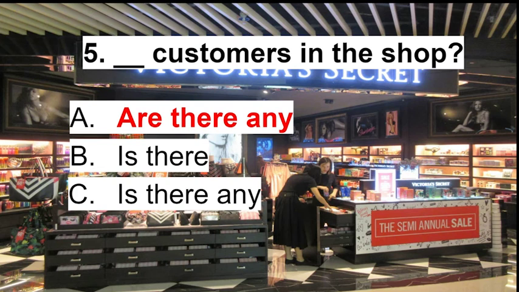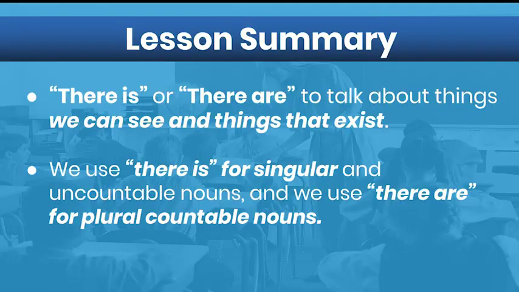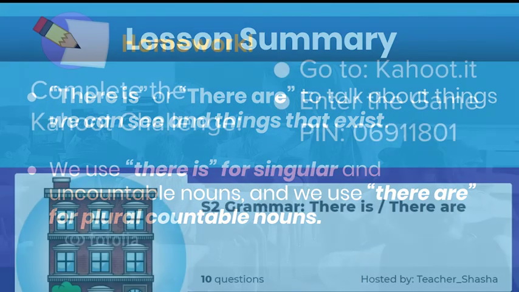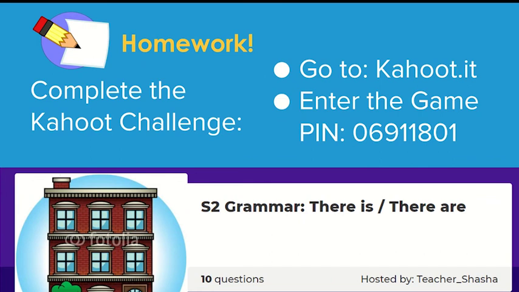Now for lesson summary. For this lesson, again, we have discussed there is or there are to talk about things we can see and things that exist. We use there is for singular and uncountable nouns, and we use there are for plural countable nouns. Now for your homework, you have to complete this Kahoot challenge.